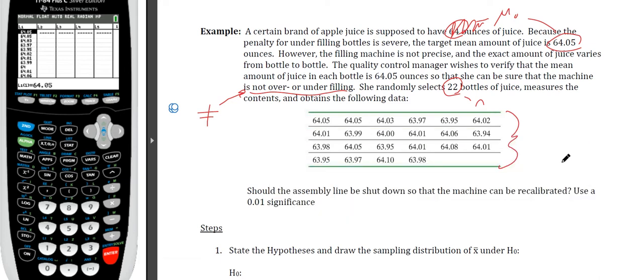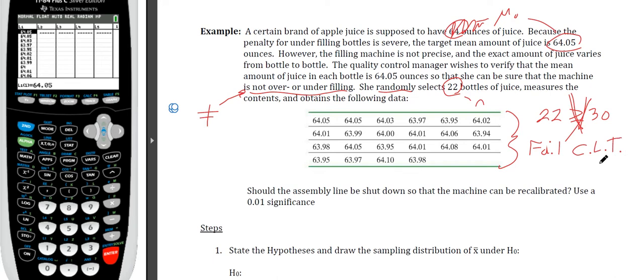However, there's something that we need to address here. The 3 things for normality. So first, randomness. It says randomly selected 22 bottles of juice. So far, so good. 22 bottles of juice is probably less than 5% of all bottles of juice, so that's okay. However, 22 is not greater than or equal to 30. That means we fail the central limit theorem.